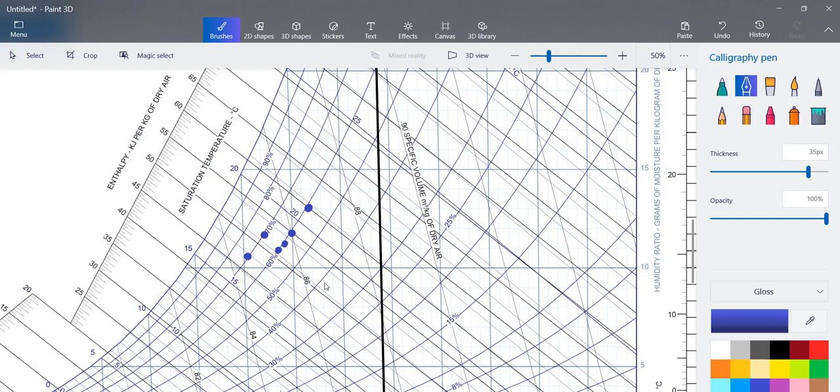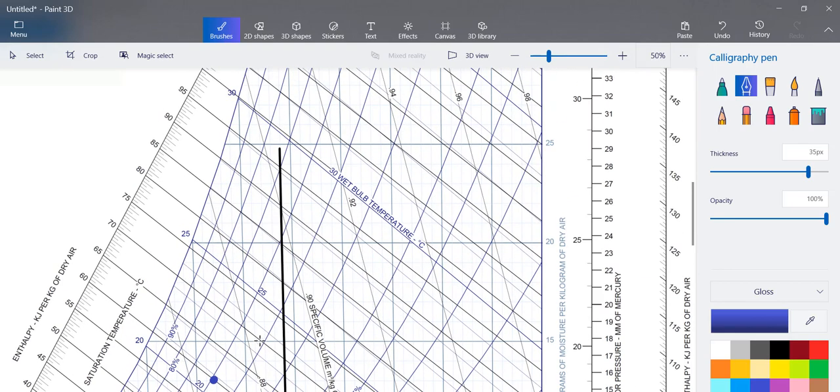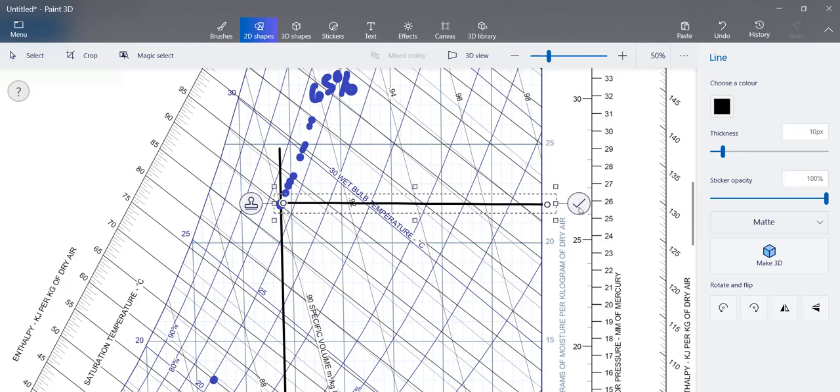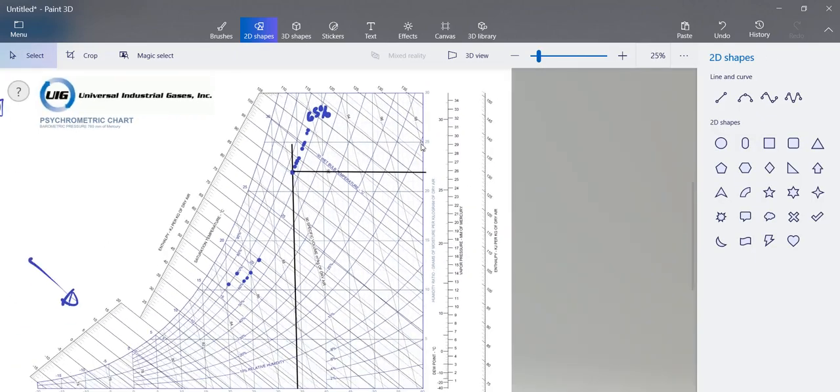So you will notice that it is between 60 to 70. So from here going here, so it is somewhere here, no? In the middle. So this is the 65% RH. Okay, then let's draw a line here going here. So it goes over here.